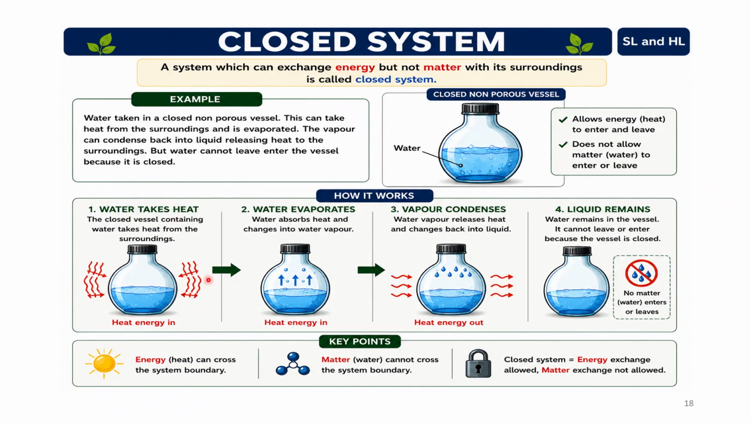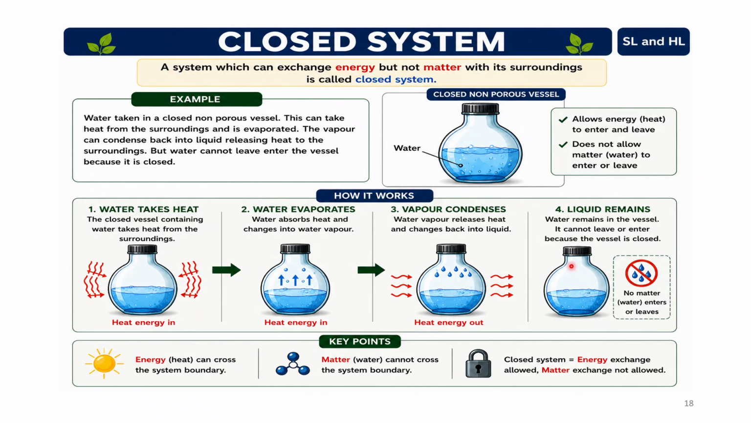As energy enters the system, some of the liquid water evaporates and changes into water vapor. This is a transformation involving a change of state from liquid to gas. When the vapor comes into contact with cooler surfaces inside the container, it condenses back into liquid water, releasing heat energy. The condensed water then returns to the liquid phase, and the cycle can continue.